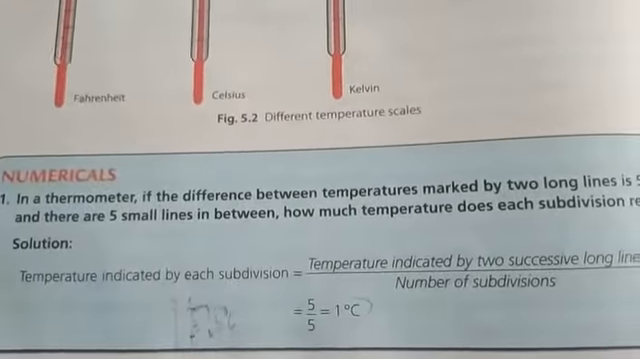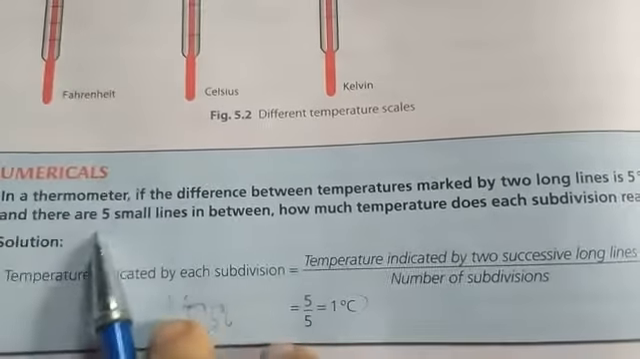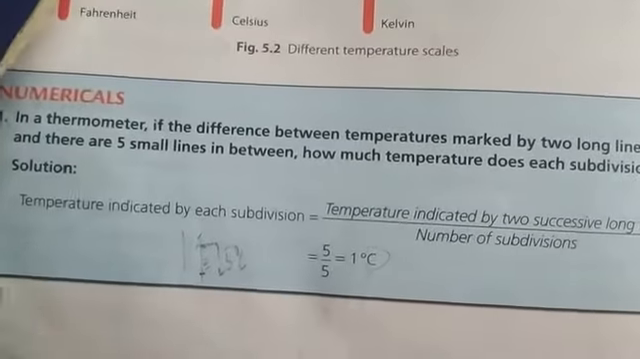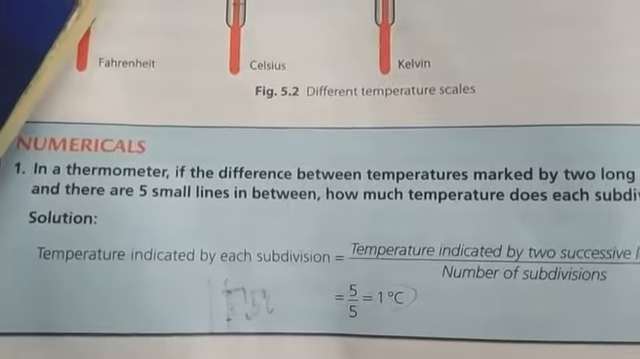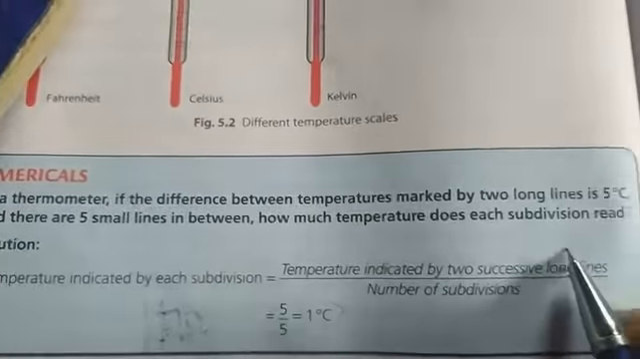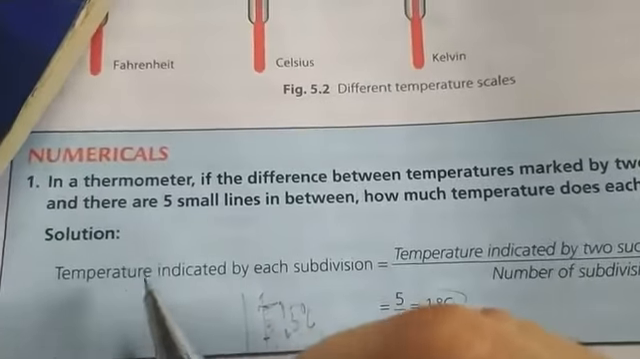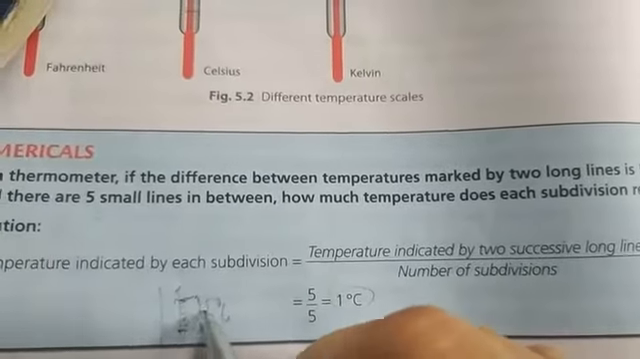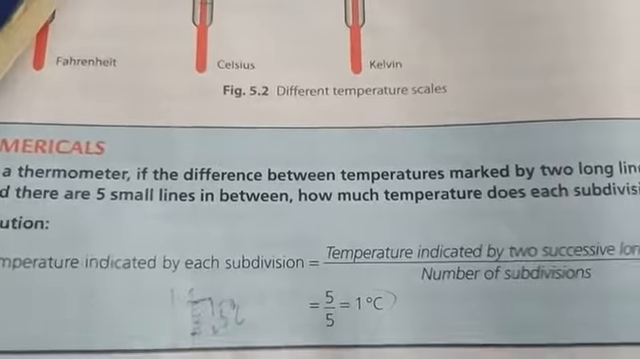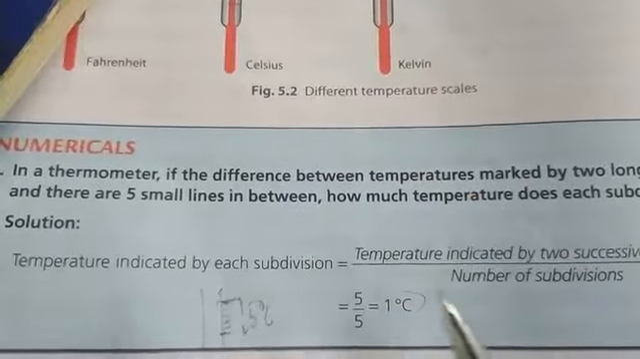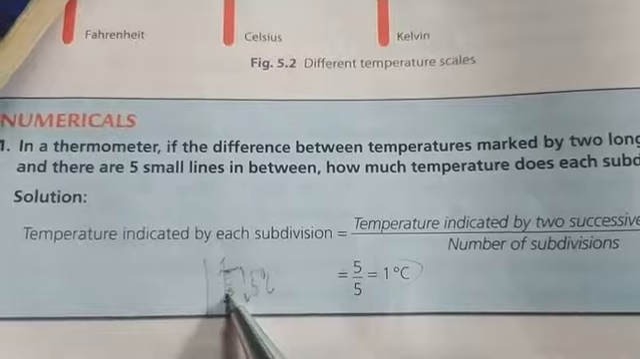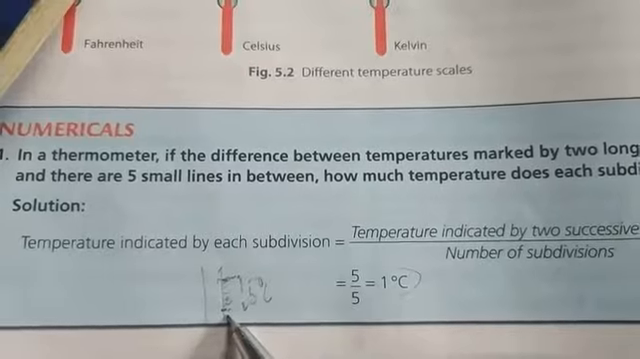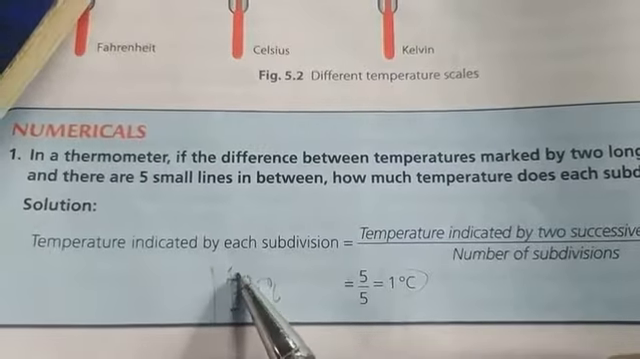Next we will do some numericals. In a thermometer, if the difference between temperatures marked by two long lines is 5 degrees Celsius, and there are 5 small lines in between them, how much temperature does each subdivision read? The meaning of this statement is that if the difference between two long lines is 5 degrees Celsius and there are 5 subdivisions, then we have to find the reading of each division. Obviously it will be equal to 1 degree Celsius, because if we start from 0, it will be 1, 2, 3, 4, 5. It will end at 5.